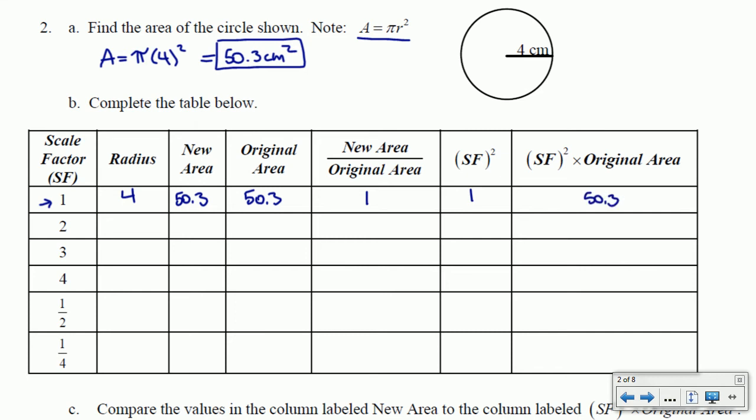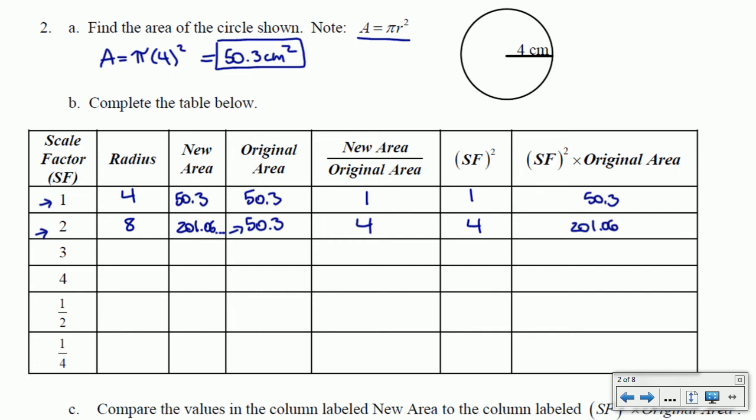So in the next row, a scale factor of 2 would change the radius to 8, and the new area would be 8 squared times pi. 8 squared is 64, times pi gives us 201.06. The original area is 50.3, and if we do 201.06 divided by 50.3, we get 4. And the scale factor squared, 2 times 2, is 4, and 4 times the original area of 50.3 is 201.06.